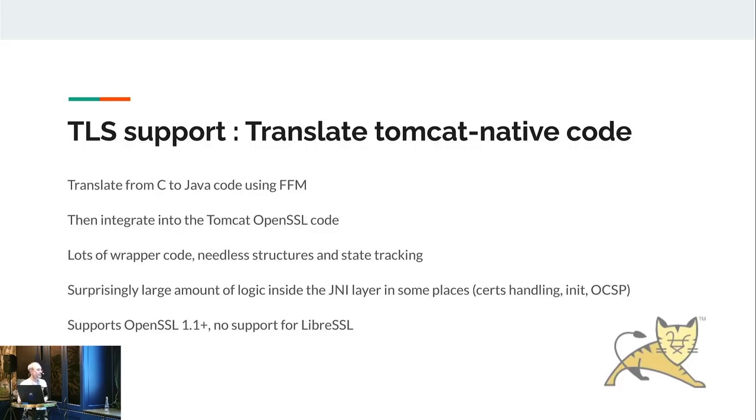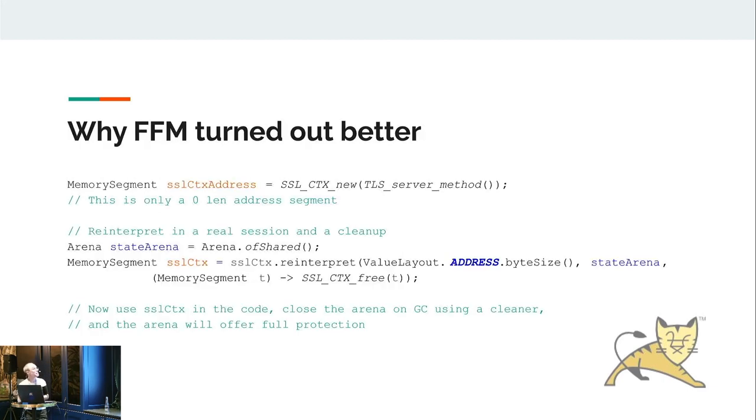The end result actually supports OpenSSL 1.1. It's not limited to 3.0. However, there's no support for OpenSSL clones because they are not close enough in behavior or API actually. And unfortunately, jextract doesn't do stuff like preprocessor or macros or anything. And basically, we can't support both OpenSSL and the clones because they are too different.